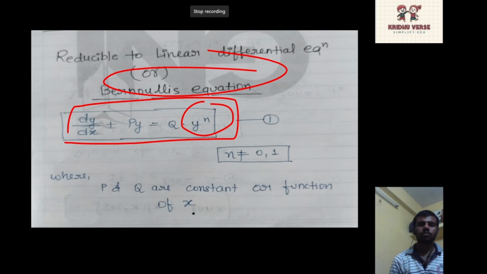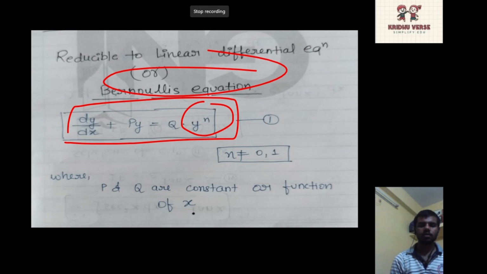So dy over dx means, as I said in the previous video, the first order differentiation of y with respect to x, plus P y equals Q times y to the power n. Here P and Q represent either a constant or a function of x, but they should not be a function of y. Remember this point. This is a very important point.